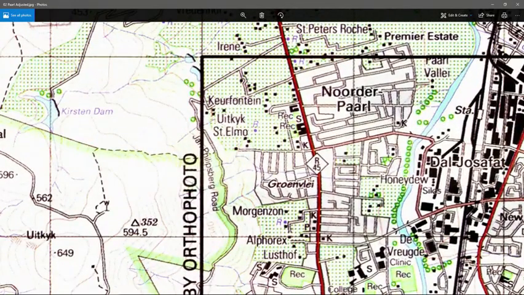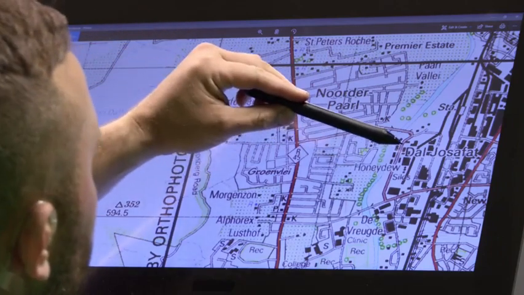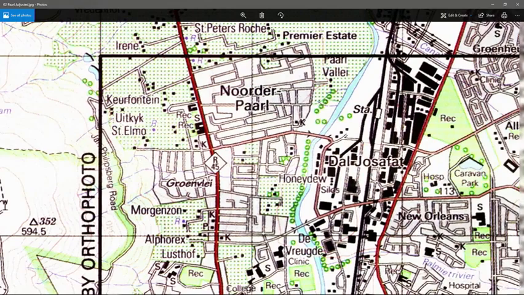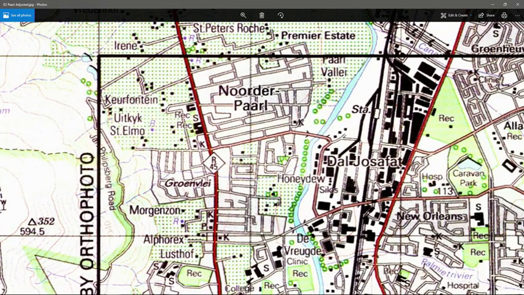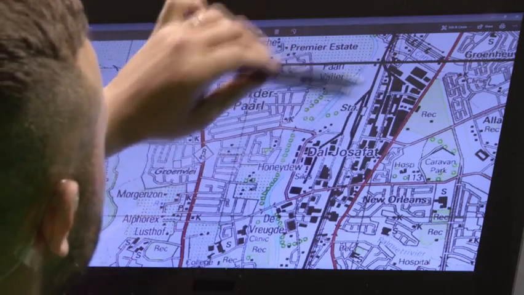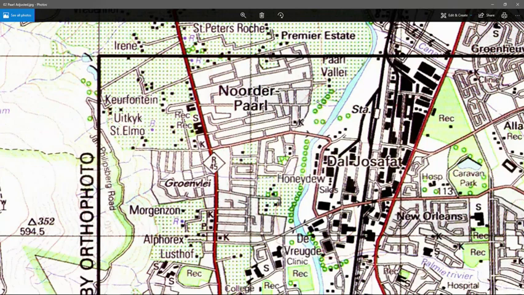Now there you can see this block over here is F11, and there Dal Josaphat is situated over there. Now immediately what do I see? Noorderpool is a residential area, definitely, because look at the street pattern over there. And if you look at Dal Josaphat, what do I see? I see a station over there. I see silos over there. So this is definitely an industrial area that's taking place in F12.